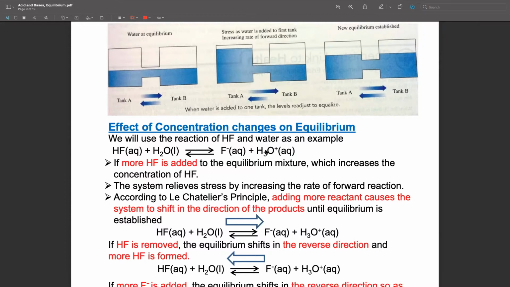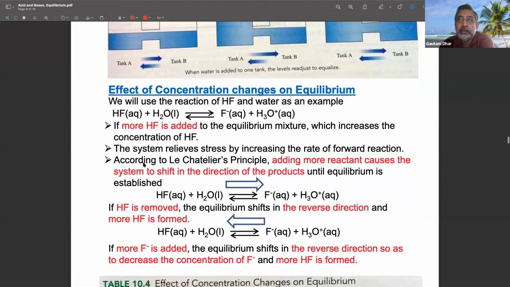Will also move to the left, to the H2. So if I add acid, it will form more of the undissociated HF. If I add salt, now we cannot add F minus like that. We have to add it as a salt, like sodium fluoride. It will contain F minus, and that will drive the reaction in the reverse direction.